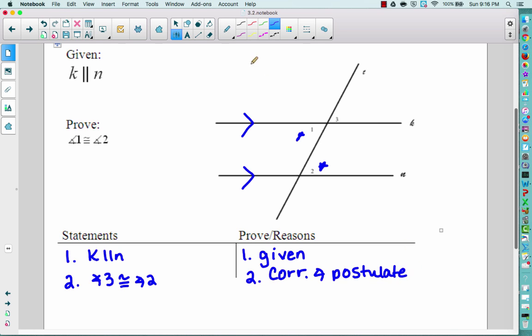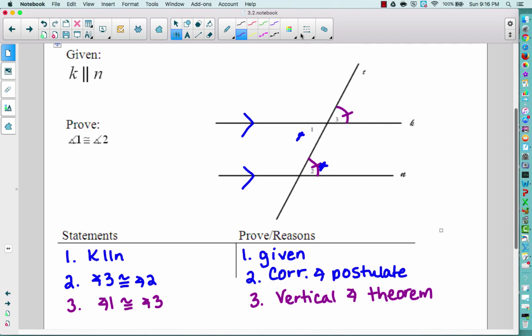So now I'm going to go ahead and mark those guys congruent because of the corresponding angle postulate. All right, so now I've done everything I can with those parallel lines, but now I've got to use some of my knowledge here. And I'm like, wait a second. I remember that vertical angles, the 1 and 3 are vertical angles. So I'm going to say angle 1 is congruent to angle 3, and that would be the vertical angle theorem, which you guys are really good at this point, right?